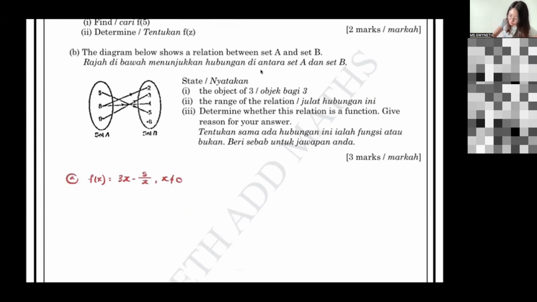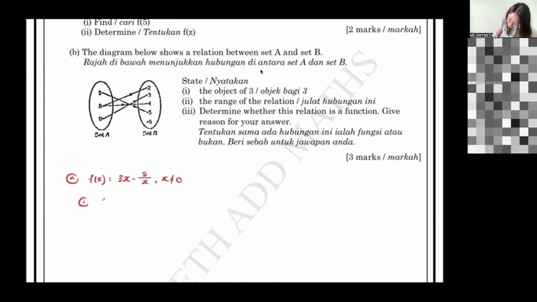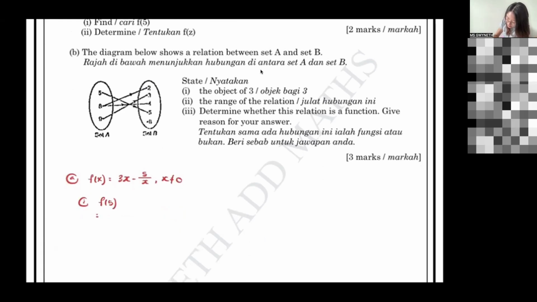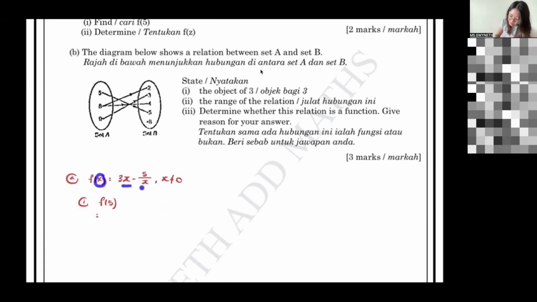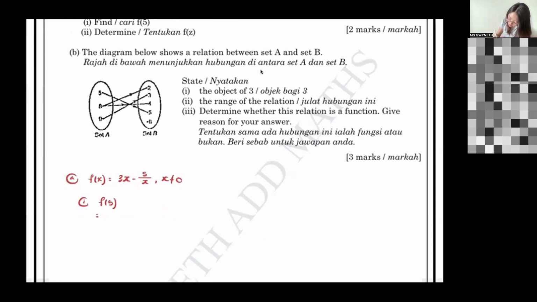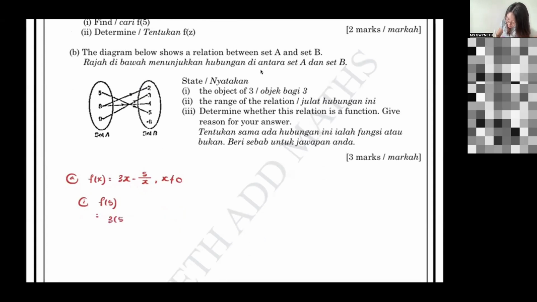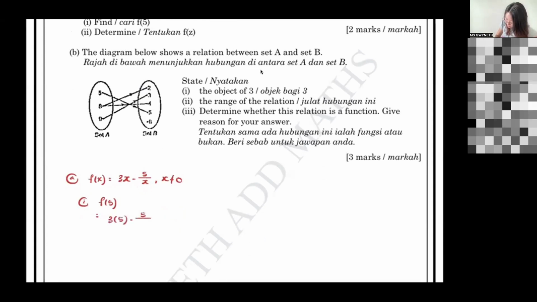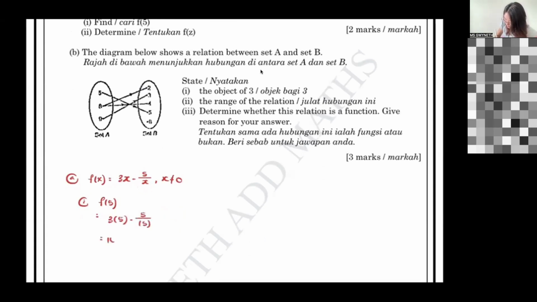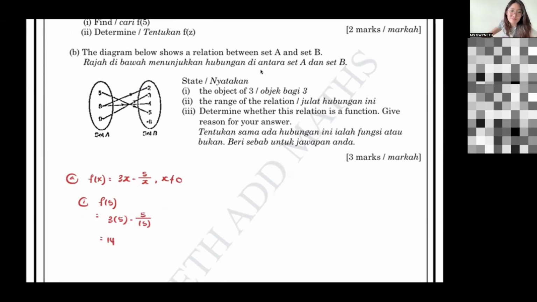Now number 1, find f(5). Whenever this x changes, the x behind also changes. So f of 5 is 3 times 5 minus 5 over 5. Calculator, 14. That's it.